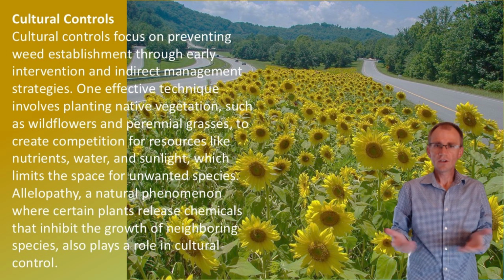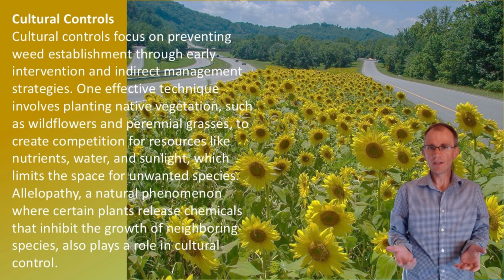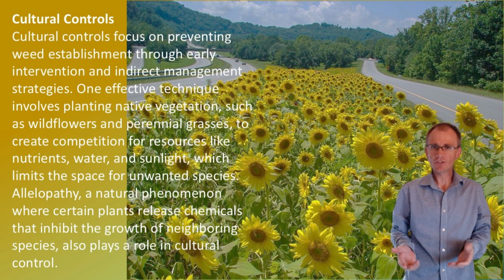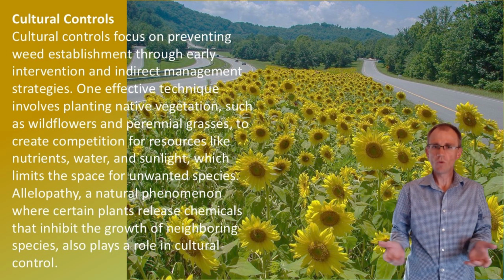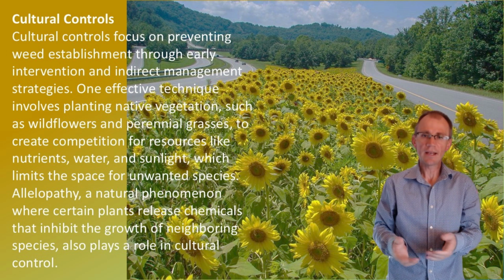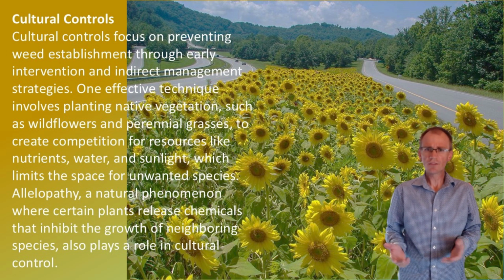Cultural controls. Cultural controls focus on preventing weed establishment through early intervention and indirect management strategies. One effective technique involves planting native vegetation, such as wildflowers and perennial grasses, to create competition for resources like nutrients, water, and sunlight, which limits the space for unwanted species. Allelopathy, a natural phenomenon where certain plants release chemicals that inhibit the growth of neighboring species, also plays a role in cultural control.